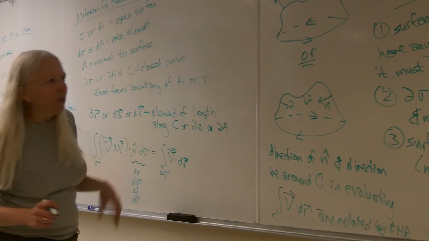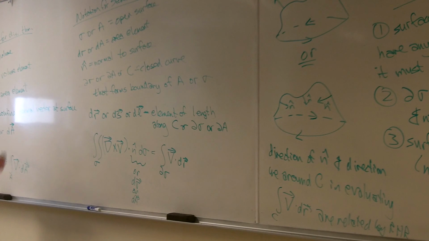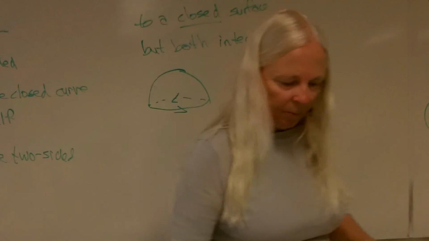And so you could apply Stokes' theorem to a closed surface. It's not that it's not true for a closed surface. It's just that it's not very interesting. Both sides of it are 0. So the place that it's useful is for an open surface. But it is true for a closed surface too. Again, it's just not very interesting.